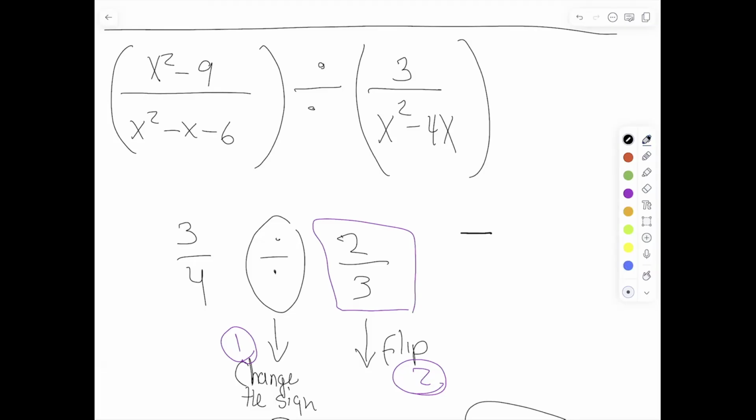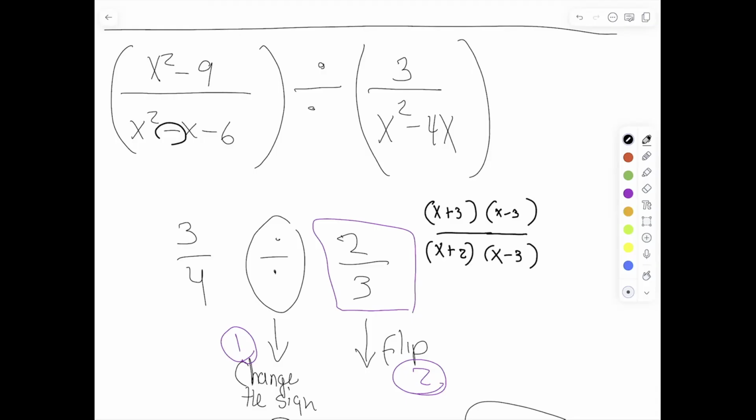So the numerator here becomes what? Becomes x plus 3, x minus 3. The bottom becomes x. Since I have a negative in the middle, that's positive, that's negative. And what is divisible by 6? 1, 2, 3, and 6. What two numbers from there can I use? There's going to be negative 3, positive 2, because when I add those together, I'll get a negative 1.